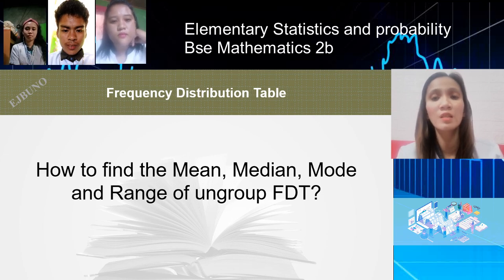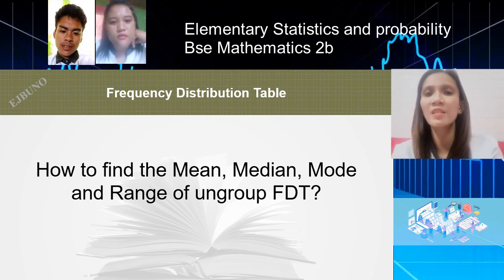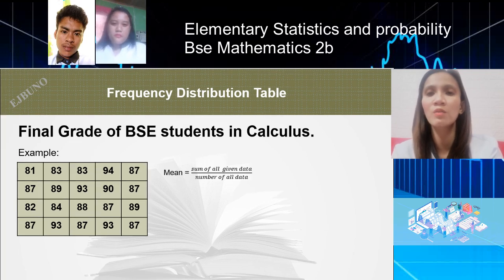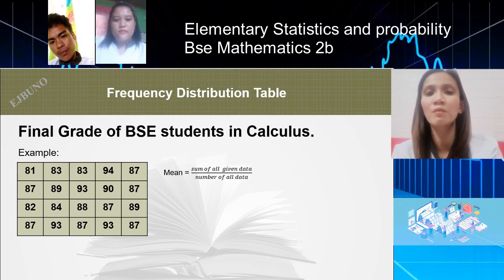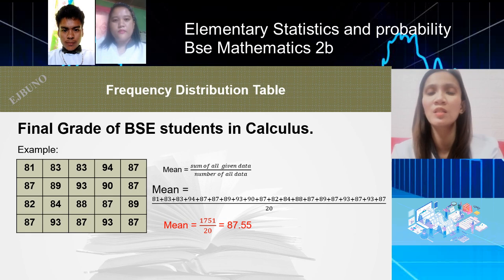Now we need to know how to find the mean, median, mode, and range of an ungrouped frequency distribution table. I've made an example that I gathered from the BSE Math students. As you can see, the table shows the final grades of BSE Math students randomly. Now we need to know first the mean. Mean is equal to the sum of all given data divided by the number of all data. As you can see, we add all the data given, divided by 20, and the mean is equal to 87.55.